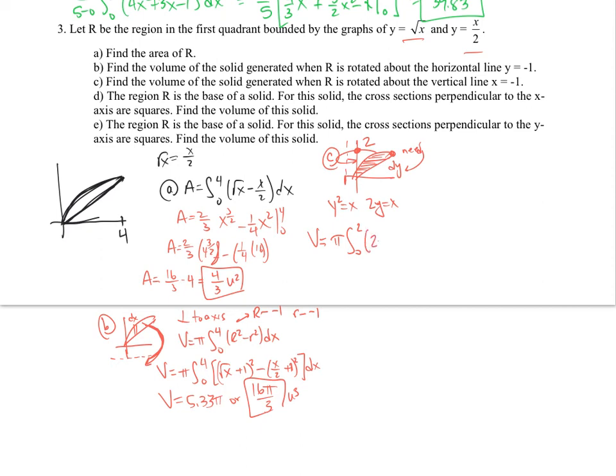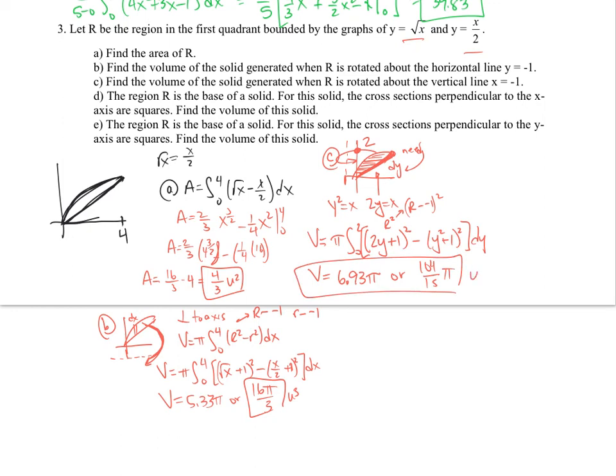So in this case, it'll be 2y. This is my 2y equation. So 2y minus my line of rotation, so plus 1, minus -1, squared. This is my big R squared. Now we have to subtract out little r, so y minus -1, so that'll be y plus 1 squared, dy. Again, we're going to use a calculator at this point, so we will end up with 6.93 pi, which is 104 over 15 pi cubic units.